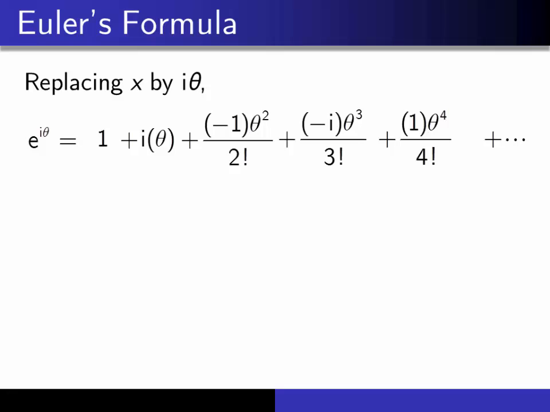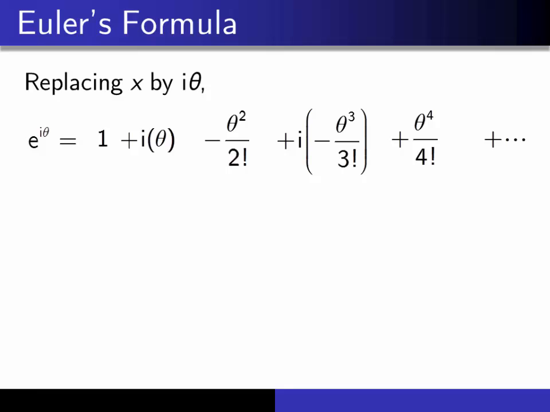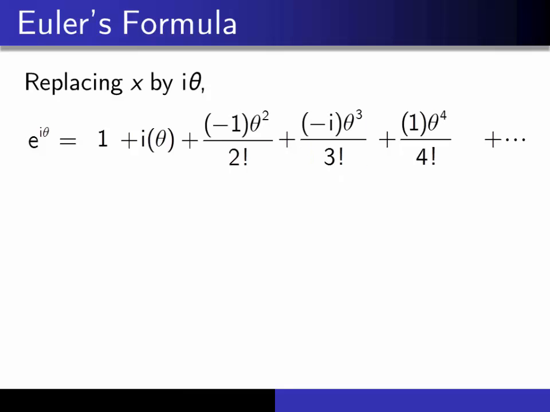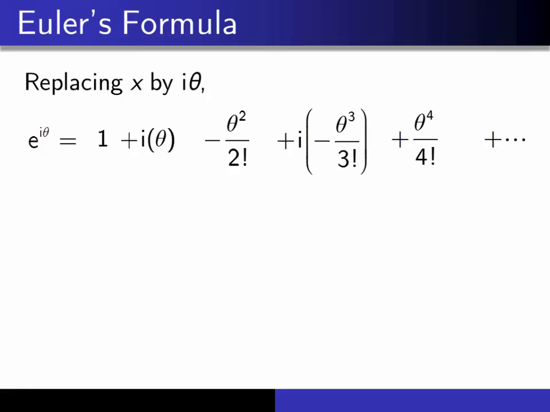Okay, the exciting part is not here yet. Let me simplify it a bit more. I'm going to bring down all the negative signs, and you'll see something like this. Then I pull out the i's wherever I see the i. For example, for the negative theta cubed over 3 factorial, I pull out the i.